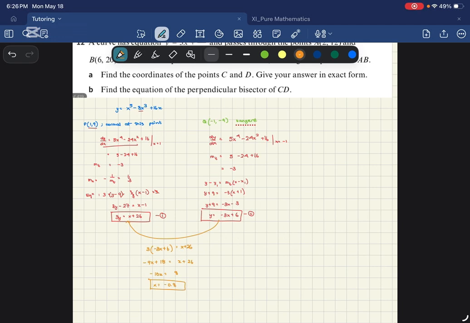It seems that I have made a mistake somewhere. Six 3 is 18 is equal to x plus 26. 26 minus 18 is 8. And minus 9x minus x is minus 10x. So x is equal to negative 0.8.